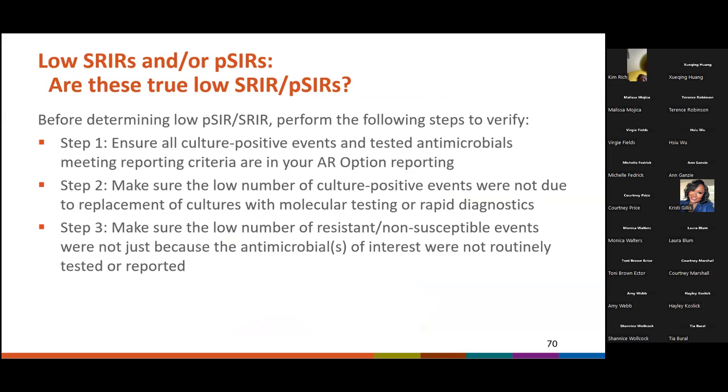In a scenario of low SRIR or pSIR, we want to make sure that these are true low values. We recommend these 3 steps to verify. Step 1, ensure all eligible culture positive events are reported. Step 2, make sure the low number of events are not because of culture being replaced with molecular or rapid diagnostics. And step 3, make sure the low number of resistant events were not just because the drugs to determine the phenotype were not routinely tested or reported.